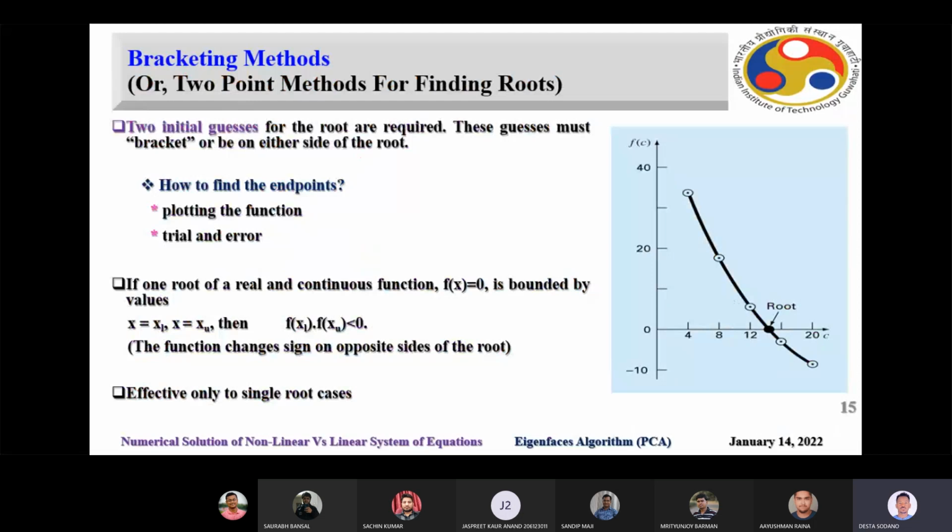Another one is bracketing method. Are you hearing me? Yes, yes, yes. Okay, bracketing method is 2-point method for finding roots.